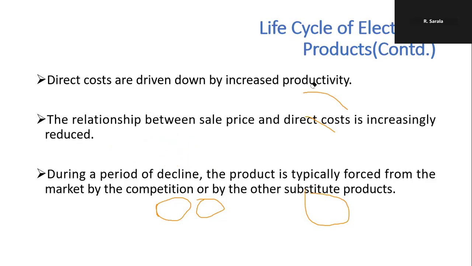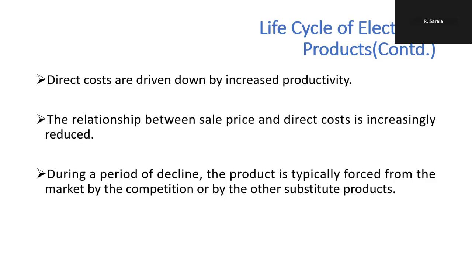I hope you understand the life cycle of a product in its different stages of life. Suppose, for example, direct costs go down through increased productivity. Then the relation between sale price and direct cost is also increasingly reduced. During a period of decline, the product is typically forced from the market by competition or by other substitution products.